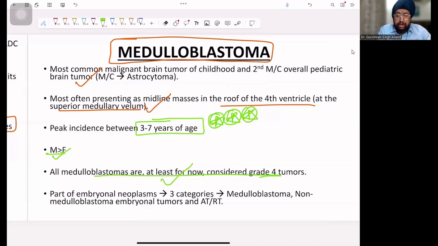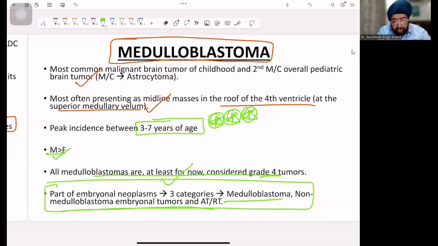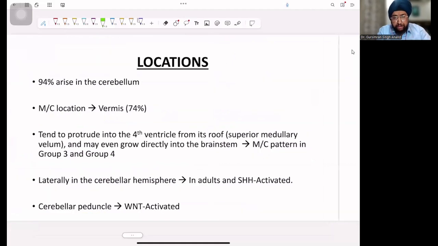And the WHO classification puts it as a part of embryonal neoplasms. So if you're studying the WHO classification, you will find medulloblastoma under the category of embryonal neoplasms. Okay, so it has divided the tumors into three categories. One is your medulloblastoma, one is your non-medulloblastoma embryonal tumors, and third one is your ATRT tumors. Okay, this is a classification which is used in the WHO classification.